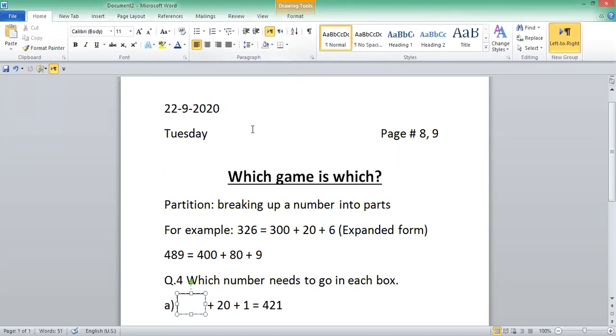400. Why? Because the first digit is 4, at the 100th place, and because there is no 100 place, so we can put 400. Very good. The answer is 400.